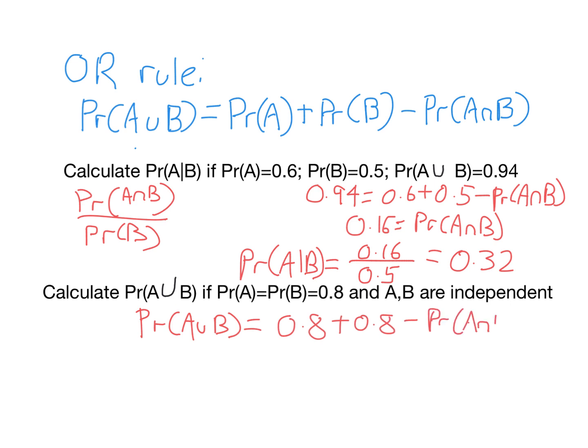As we saw in the previous slide, if A and B are independent, the probability both happen is just their two probabilities multiplied together. So the probability here of A and B will just be probability of A times probability of B. You can only do that when A and B are independent. So if you put that in your calculator, you get 0.96 and we're done.